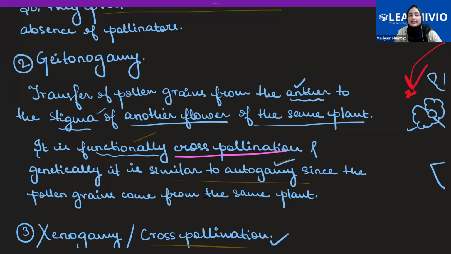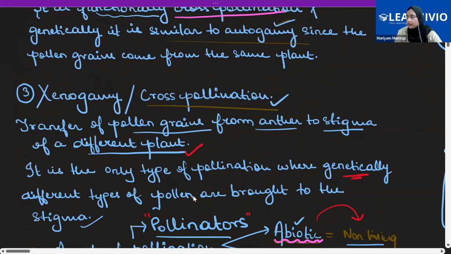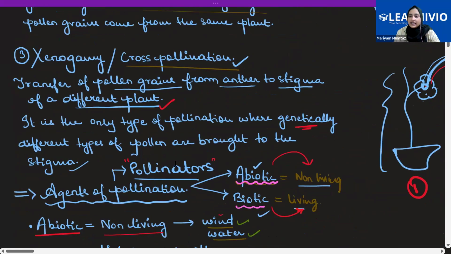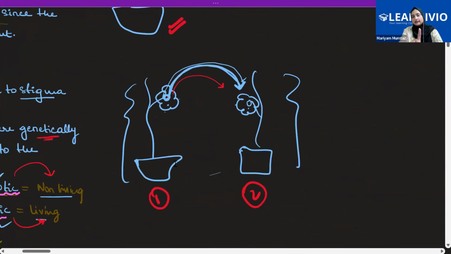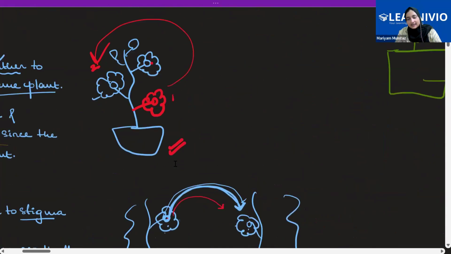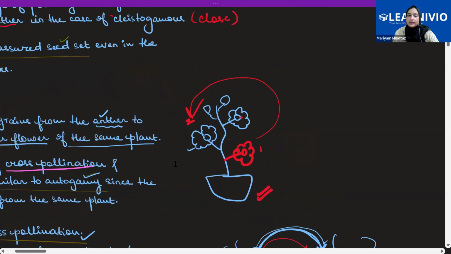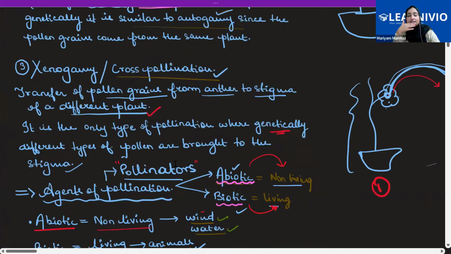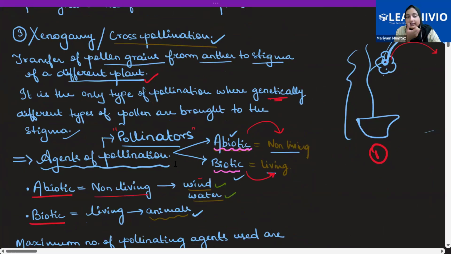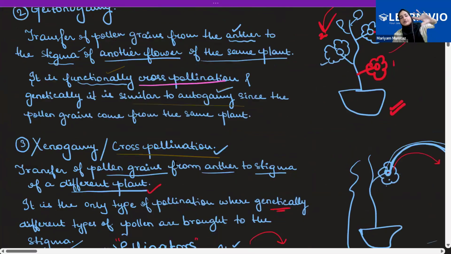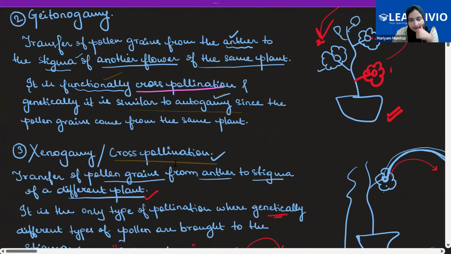Now, furthermore, the third one, that is actual cross-pollination, called xenogamy. This is the case wherein the transfer of the pollen grain is taking place from one plant to another. Whereas geitonogamy was this, one flower to another in the same plant. Okay. So now when we talk about cross-pollination, here genetically different types of pollen grains are brought to the stigma, right? So these are the three types of pollinations that you will have to study.